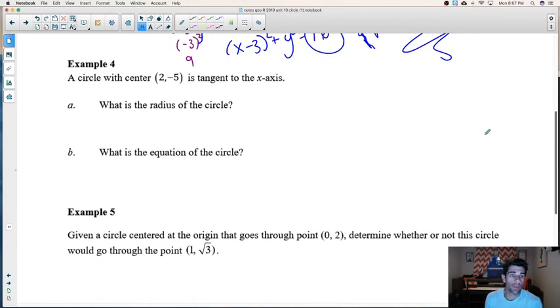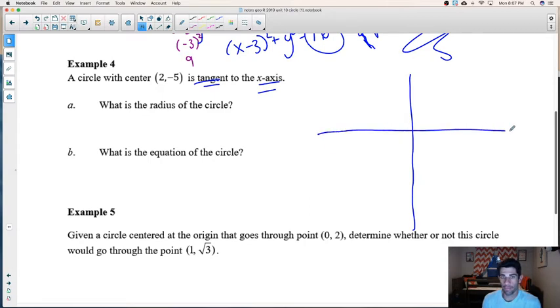Example 4. A circle with a center of (2, -5) is tangent to the x-axis. What is the radius of this circle? Well, let me show you what that even means. So if I'm going to graph (2, -5), this is the center. And then it says it is tangent to the x-axis.